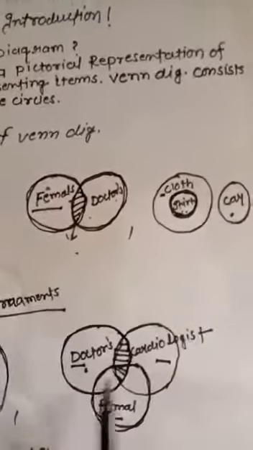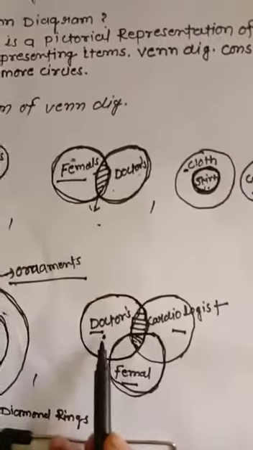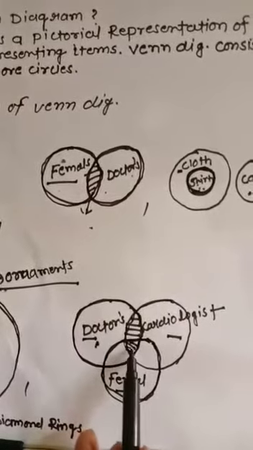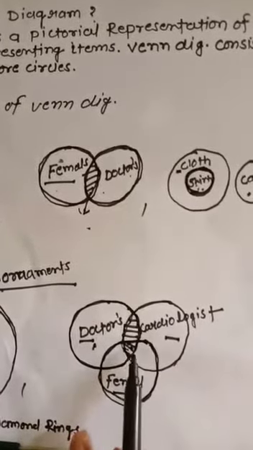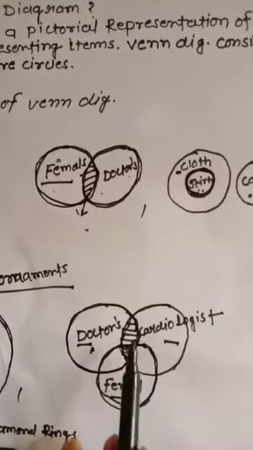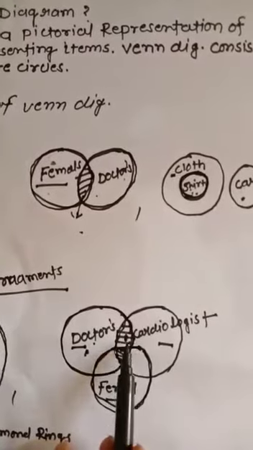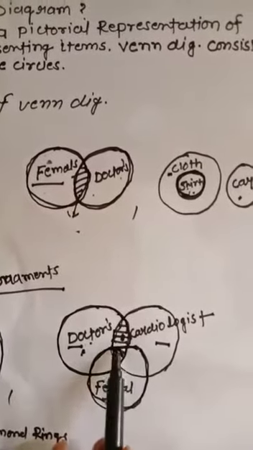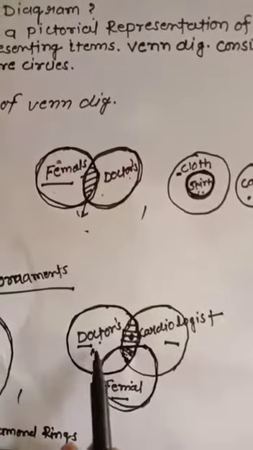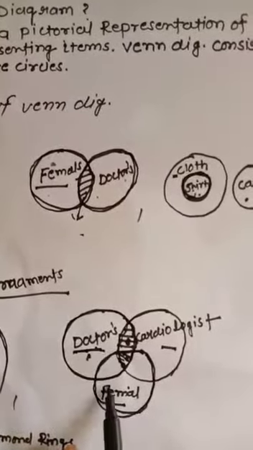Now what does it mean? This part says that some doctors are female also, because it is covering the female part and the doctor part, but they are cardiologists also. And this part says that some doctors are only cardiologists, but they are not female, because they are not covering this circle. Are you getting me or not? We can say that all doctors are not female.